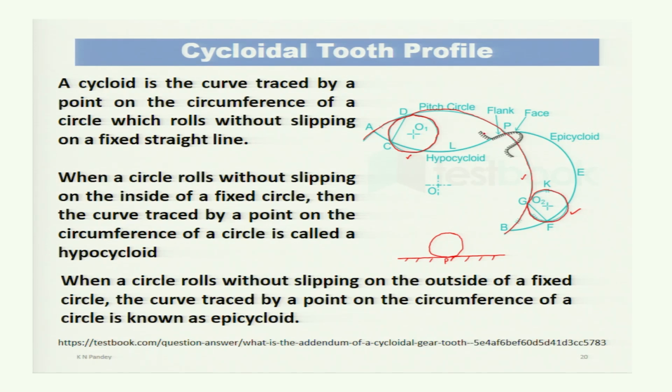Now, the cycloidal tooth profile is generated at the bottom, which is called the flank, by hypocycloid, and outside, which is called the face, by epicycloid. So, two profiles are there. Along the flank is the hypocycloid, and above, which is called the face, is the epicycloid profile.